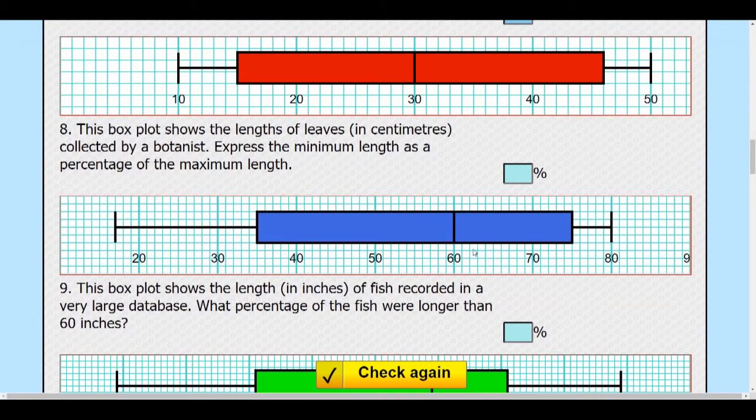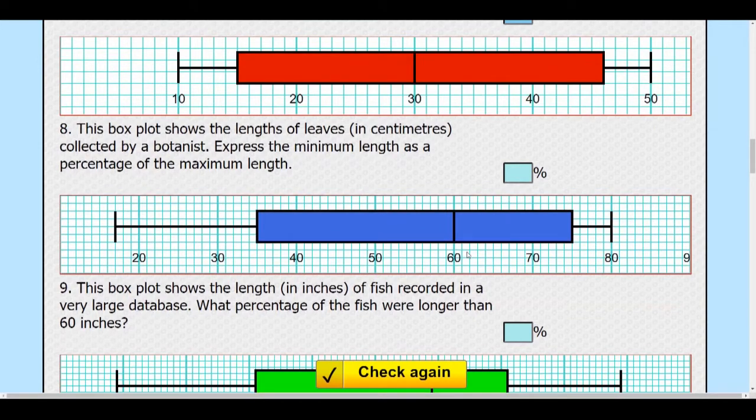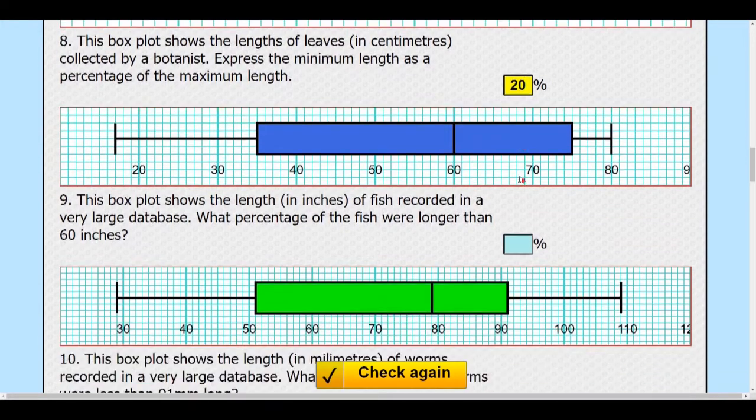Number 8. This box plot shows the lengths of leaves in centimeters. Express the minimum length as a percentage of the maximum length. Well, the minimum length is 10. The maximum length is 50. So 10 out of 50, or 1/5, is the same as 20%. So the answer is 20.